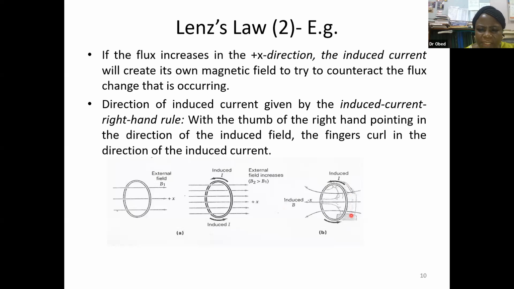So that is it. This is the right hand. The coiled fingers show us the direction of the induced current, whereas the thumb is pointing in the direction of the induced field. And we learned last week that the induced EMF has the same direction as the induced current.